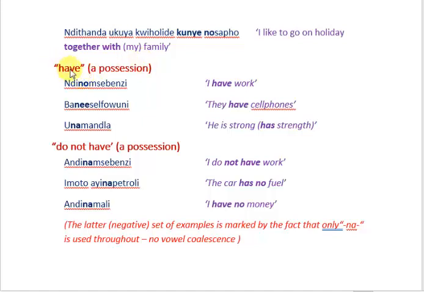And here we have examples of how it is used to express "have", possession. Ndinomsebenzi, baneselfoni, unamandla. Have, has: no with umsebenzi, ne with iselfoni, and na with amandla. "Do not have" also comes into the picture, and it is quite interesting to see what happens here. Andinamsebenzi, imoto ayina petroli, and andina mali. I do not have work, the car has no fuel, and I have no money. And here the "do not have" is merely expressed by na. So there is no vowel coalescence when expressing "do not have".